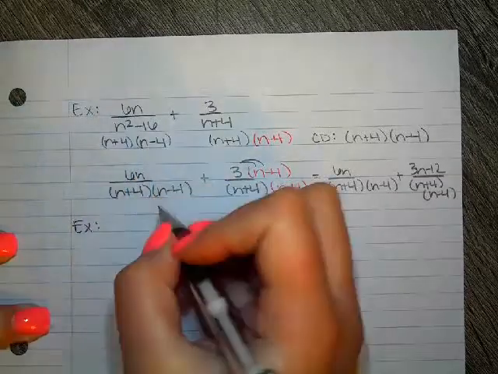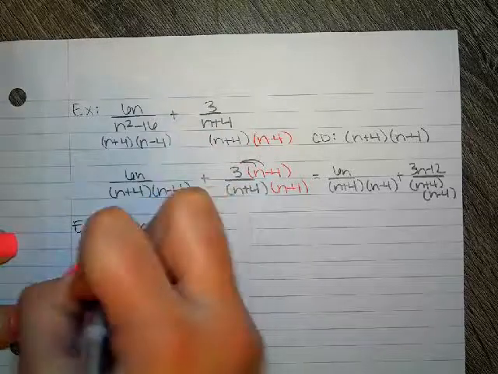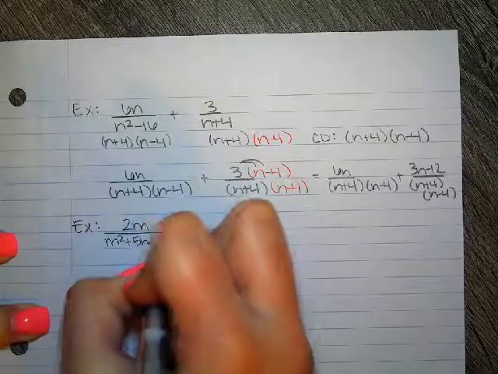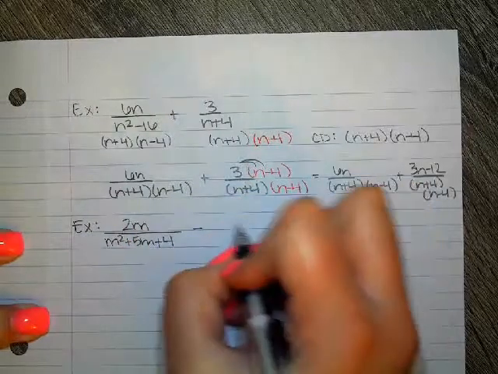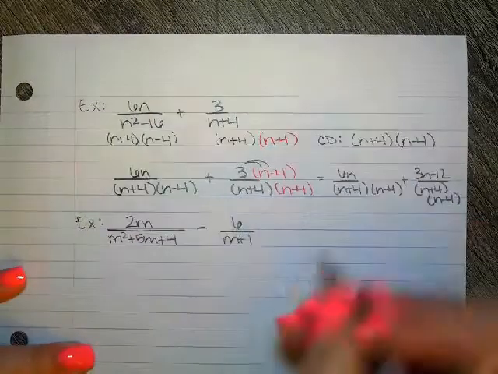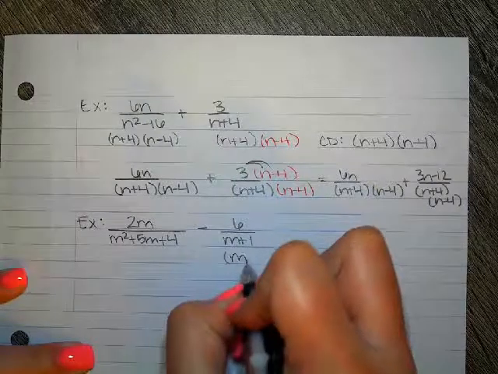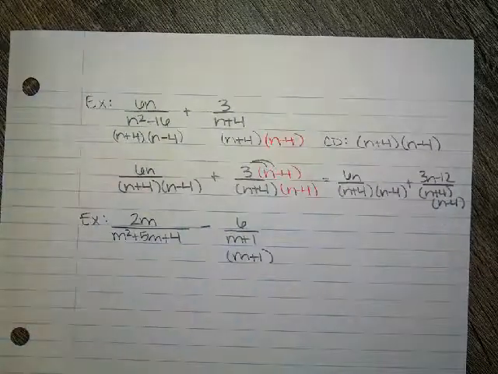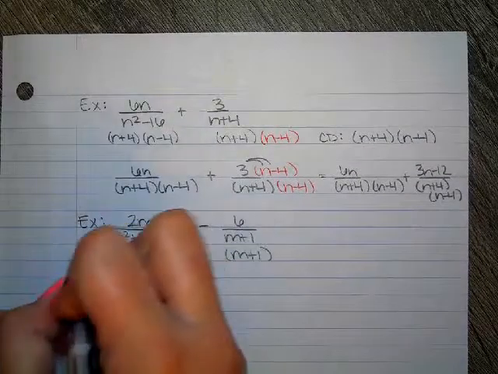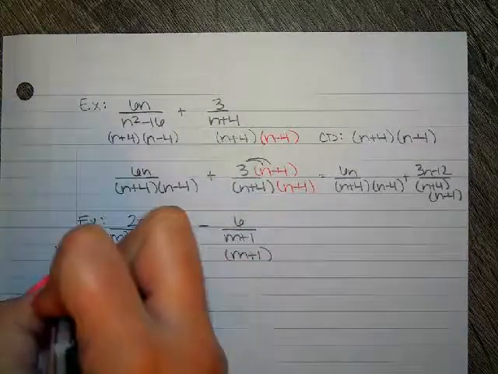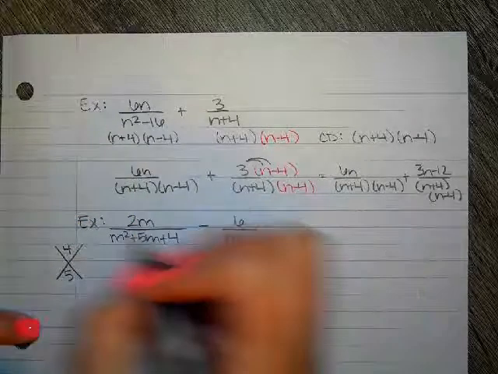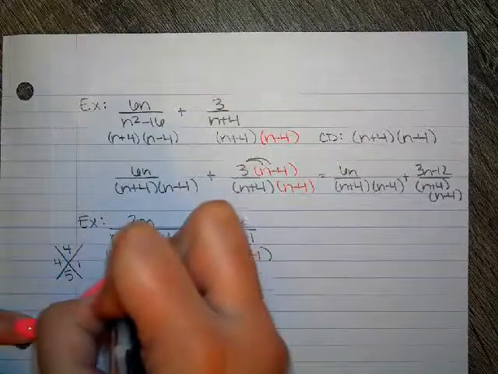2m over m squared plus 5m plus 4, so we have a trinomial this time. 6 over m plus 1. That's a binomial. So this one I'm just going to say m plus 1 in parentheses, that's a group. So we got one factor right here. Over here, I'm going to see what the factors are. We're multiplying to 4, adding to 5. The two numbers that do that are 4 and 1. m plus 4, m plus 1.